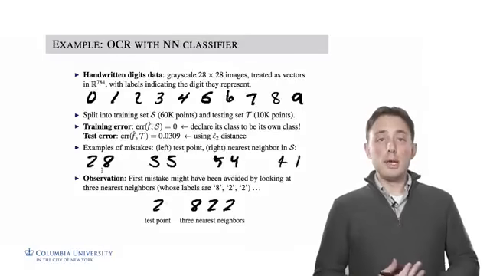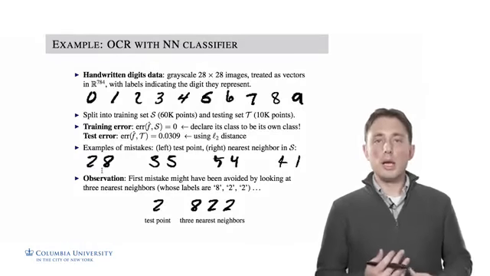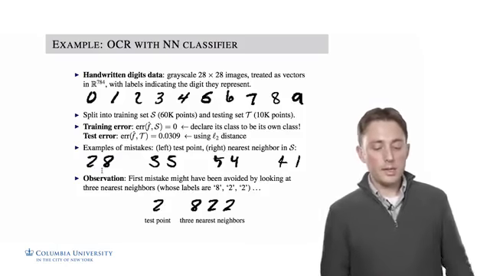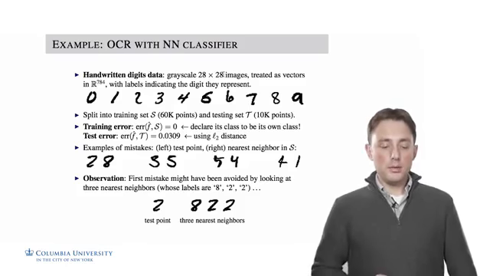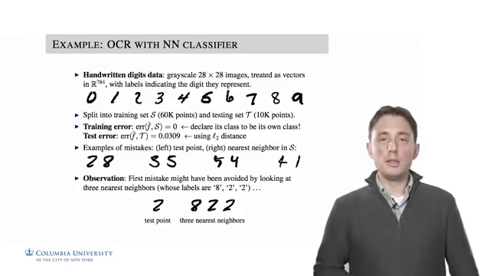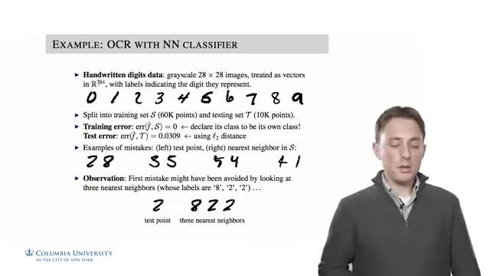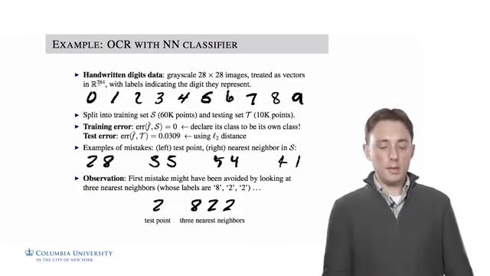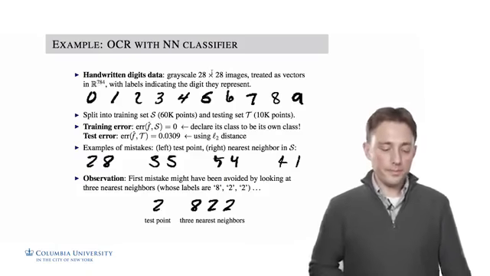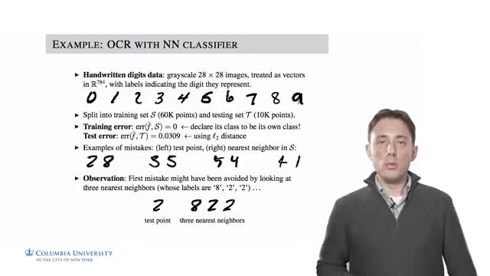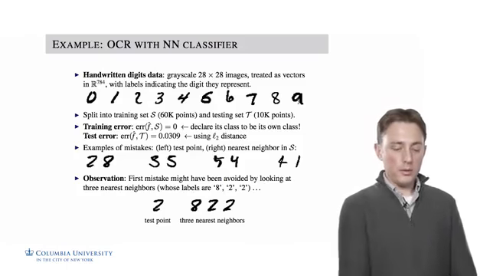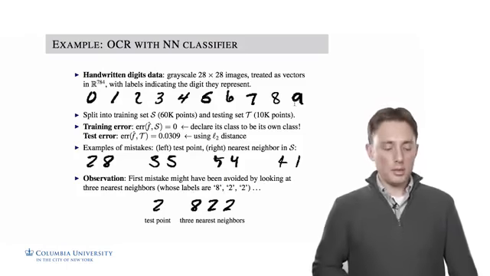So let's look at a simple example of the nearest neighbor classifier using the Euclidean distance. Our data set are 28 by 28 images of handwritten digits. So what we do is we treat this image as a vector in R784, because that's how many pixels are in this image. And here are examples of what the data looks like that we're dealing with for each of 10 possible digits.